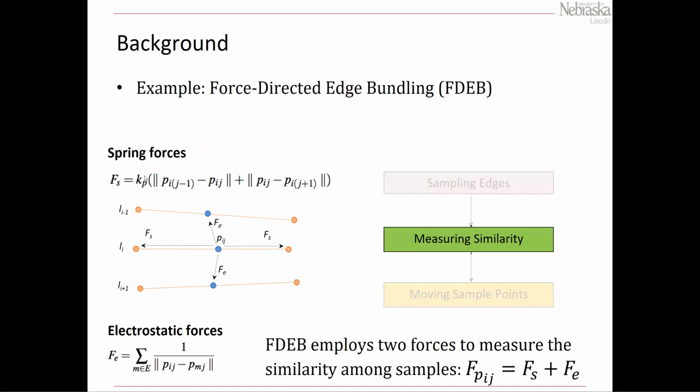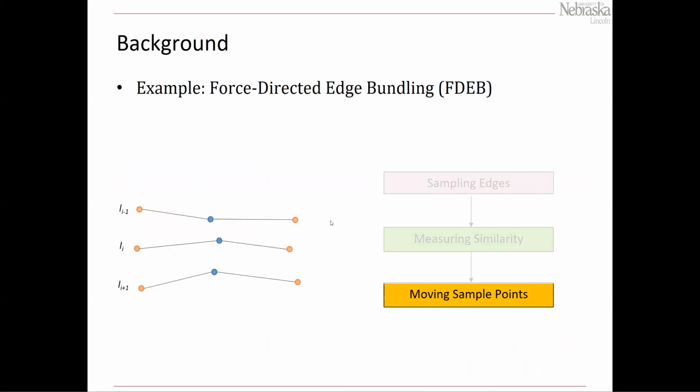The first is the spring force, which essentially acts along the edge. Another one is the electrostatic force across the edges. Using this model, we can mimic the similarity between the sampling points. And then using the calculated force, you can imagine there's a spring to pull these points together.